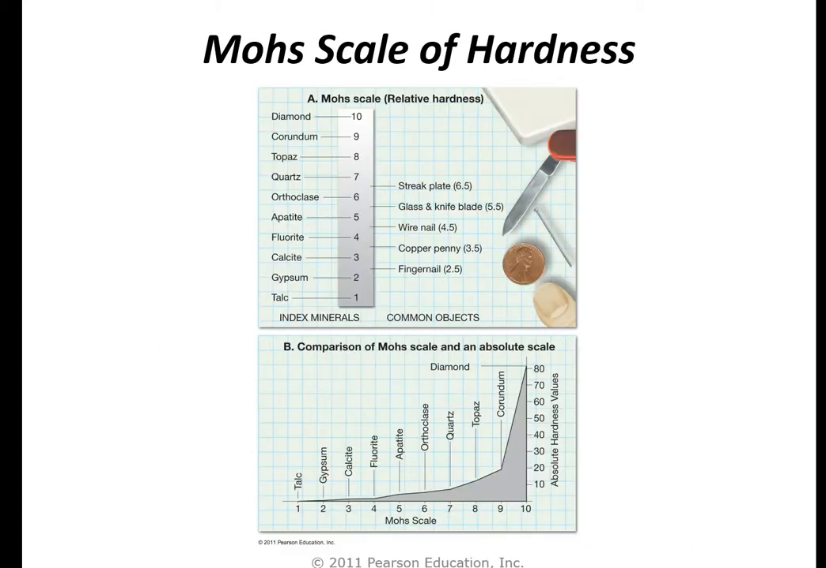Here is the Mohs scale of hardness. It goes from 1 to 10, 1 being easily scratched, so you have talc and gypsum and calcite, all the way up to number 10, which would be a diamond. Now, for comparison, a wire nail, for instance, is a 4.5, a penny is a 3.5, your fingernail is a 2.5.